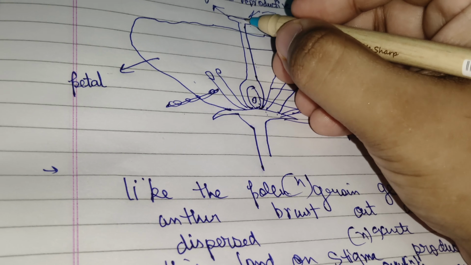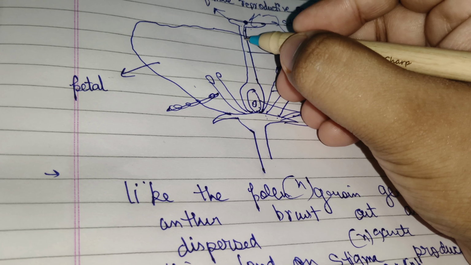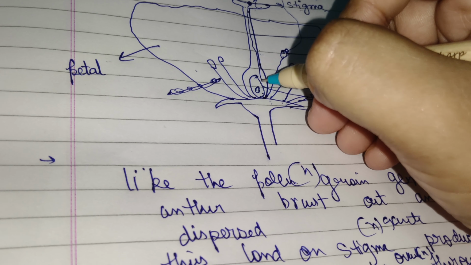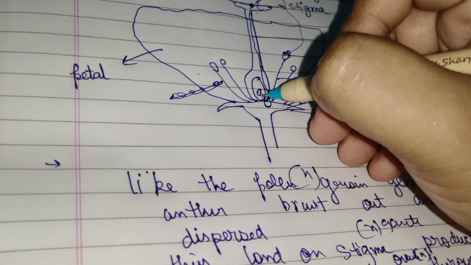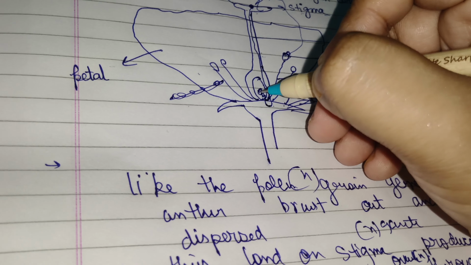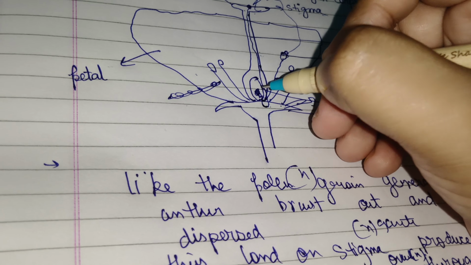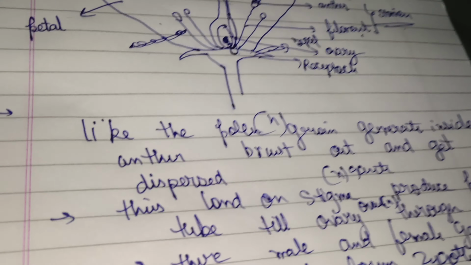And when they land on this flower, they produce a pollen tube that gradually leads to the ovule. Finally, the male gametes are released, and since the ovule already contains the female gamete, that leads to fusion and the formation of a zygote.